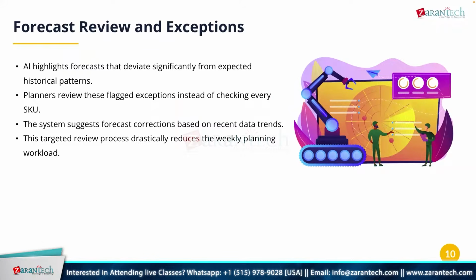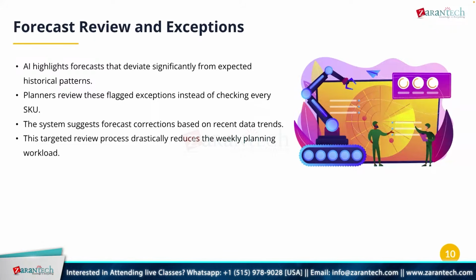So here, basically, AI highlights forecasts that deviate significantly from expected historical patterns. First of all, what is a forecast review? A forecast review is the process of checking demand forecasts and correcting them wherever needed. Traditionally, planners manually review thousands of products very often, which is time consuming and inefficient. Okay. With AI, the system automatically evaluates forecast quality and highlights only the problematic forecasts and high-risk items. So the planner focuses only on exceptions, not everything.